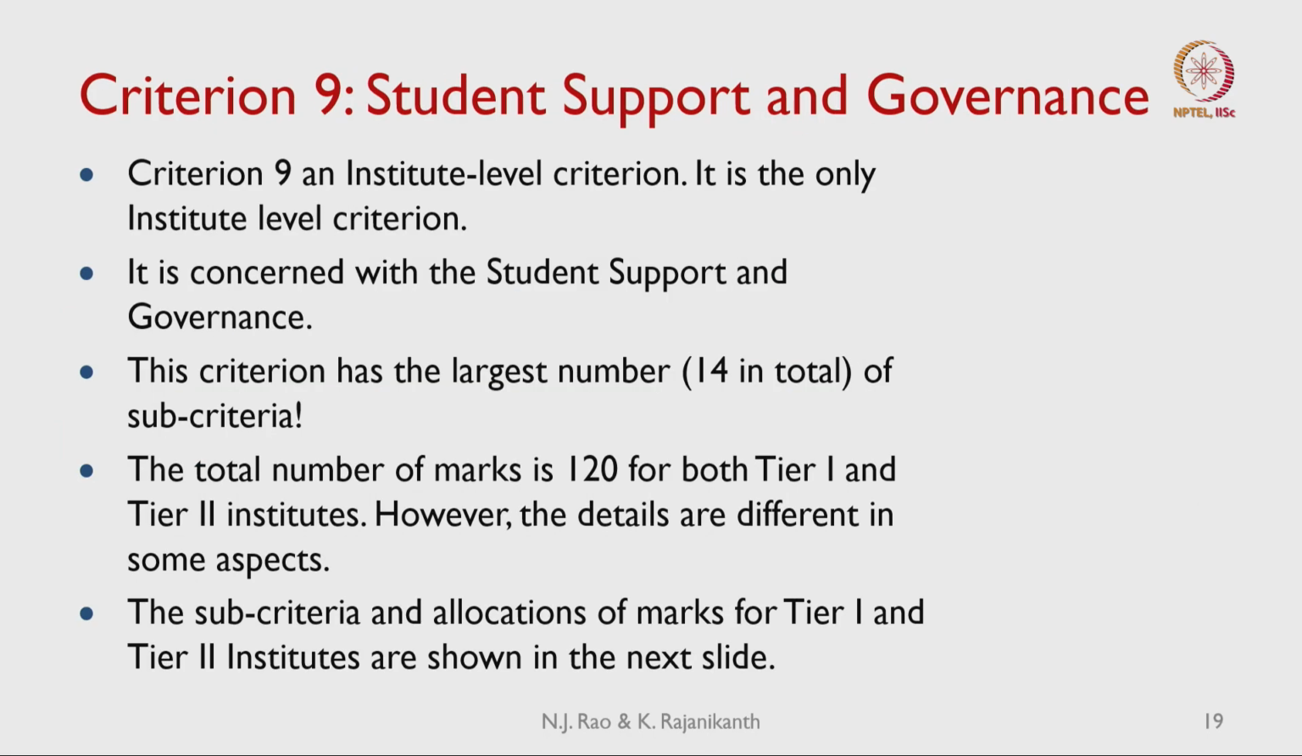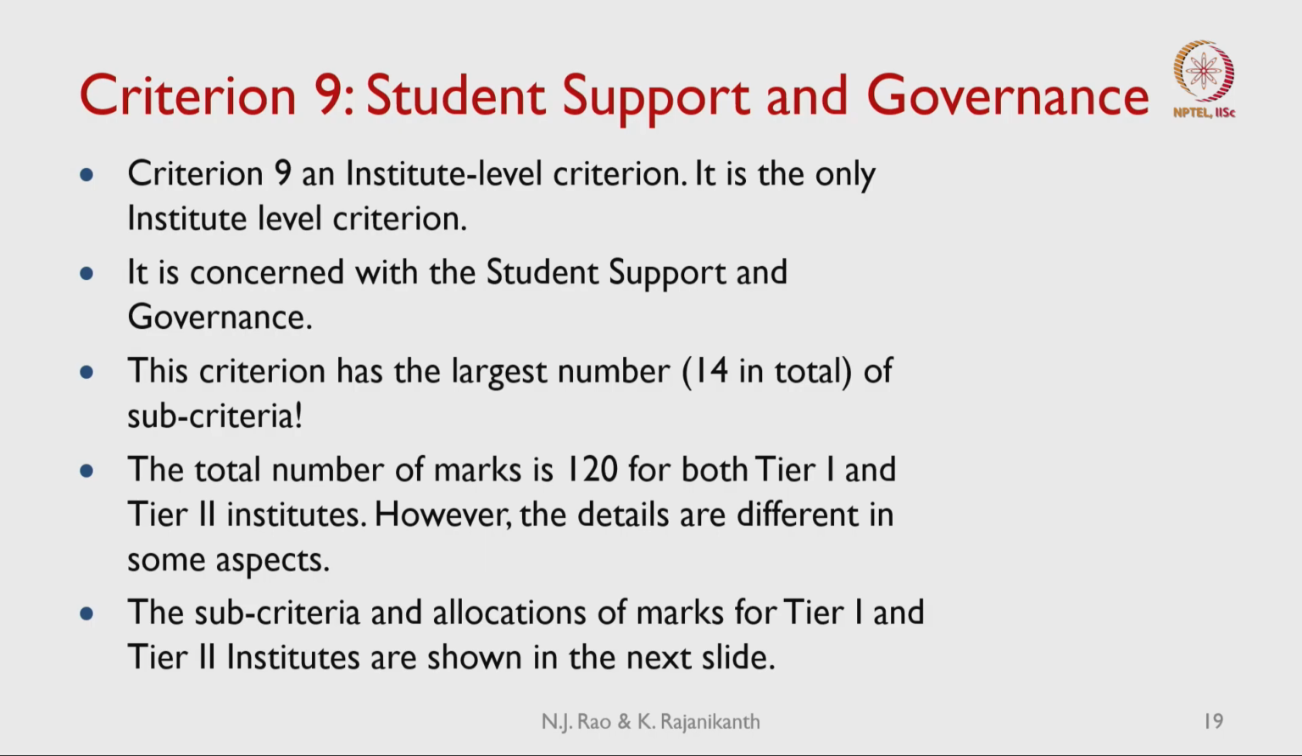Then the last criterion, criterion 9, the only institute level criterion, student support and governance. We noted that this is the only institute level criterion, though it has two sub criteria which are program specific. It is connected with student support and governance, and we also observed that this criterion has the largest number, 14 total of sub criteria, very elaborate. So, the total number of marks is 120 for both tier 1 and tier 2. However, the details are different in some aspects.